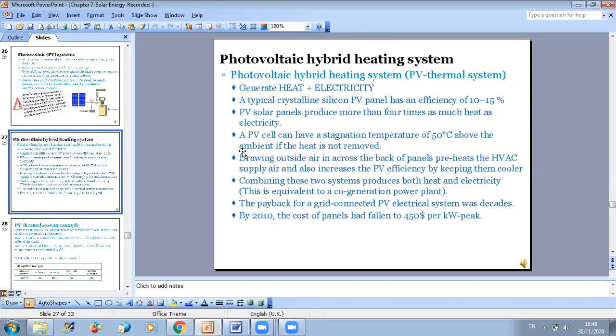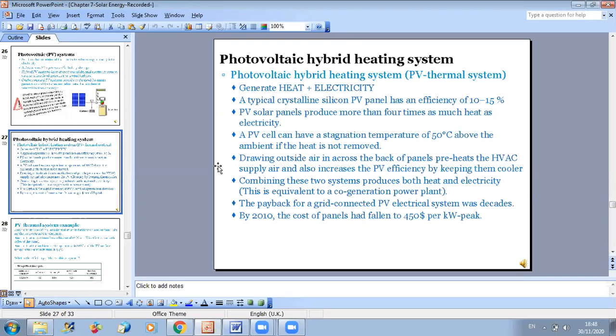Since temperature is also harmful for the efficiency of a PV cell, there is a double advantage of taking the heat from the PV cell. First, we can benefit from the lost heat. Then, we can reduce the temperature of the PV cells, and therefore their efficiency and electricity production will increase. So drawing outside air across the back of panels preheats the HVAC supply air and also increases the PV efficiency by keeping them cooler. Combining these two systems produces both heat and electricity, which is equivalent to a cogeneration power plant.